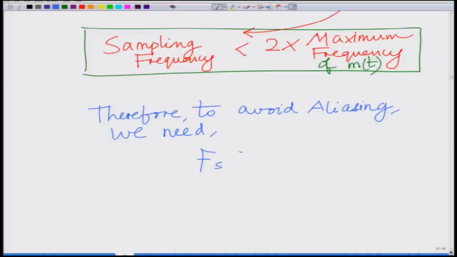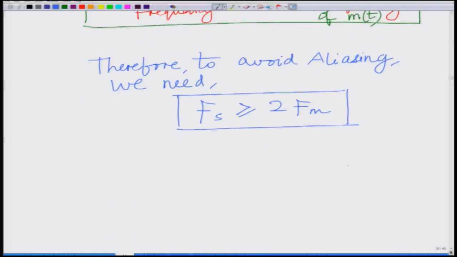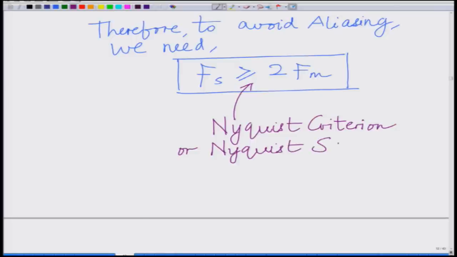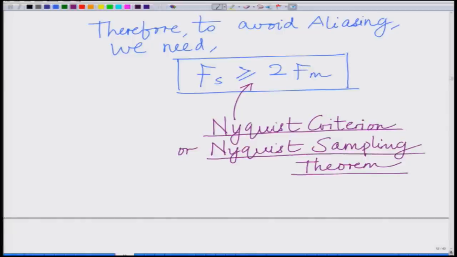We need FS greater than or equal to twice FM, and this is termed as the Nyquist criterion for sampling to avoid aliasing. This has many names. This is termed as the Nyquist sampling theorem, which basically says that to avoid aliasing, which arises from the overlap of the shifted spectral copies at the different multiples of the sampling frequency FS, one has to sample at a sampling frequency FS greater than twice FM, where FM is the maximum message frequency.